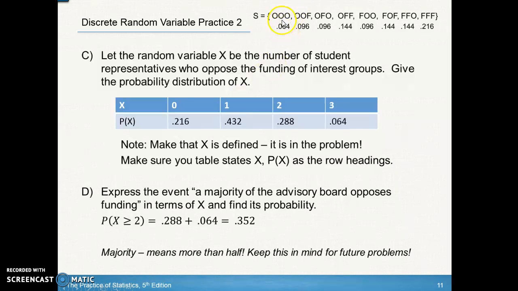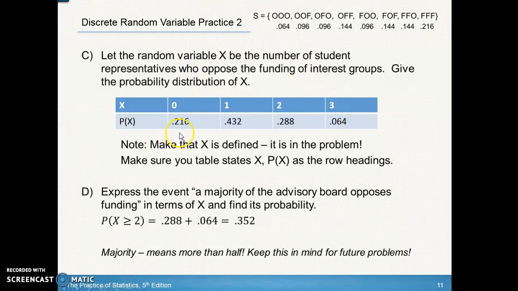So up here we want to go and we want to find all the places where only one opposes. So we have one opposes here, one opposes here, and one opposes here. So we're going to add those three probabilities together to get the 0.432. And then the fact that we have two that oppose, let's look at all the possibilities of 2, 2, 2. Okay, we're going to add those three probabilities together to get 0.288, and then the probability that all three oppose is the 0.064. There's only one possible outcome in that case.